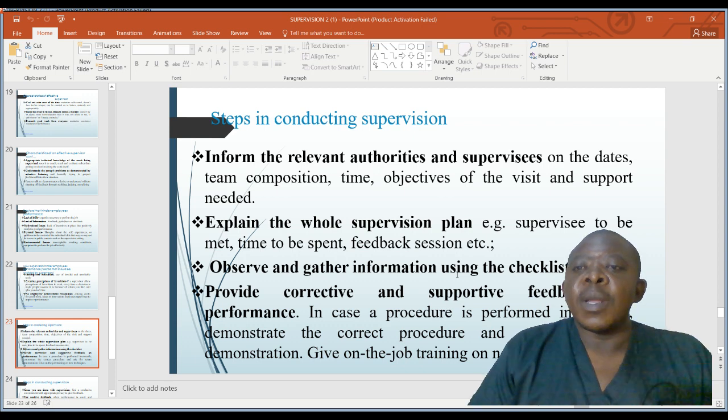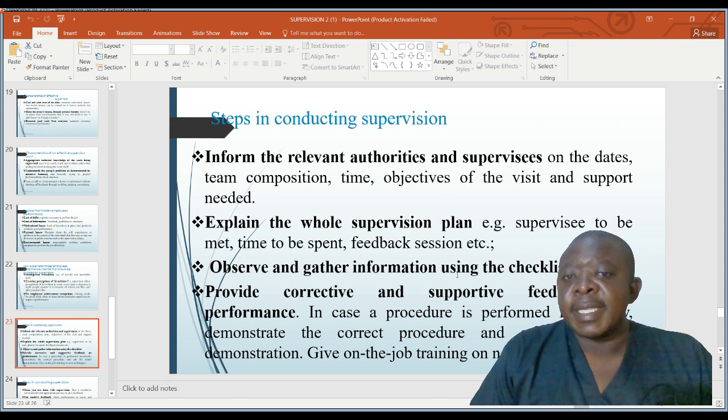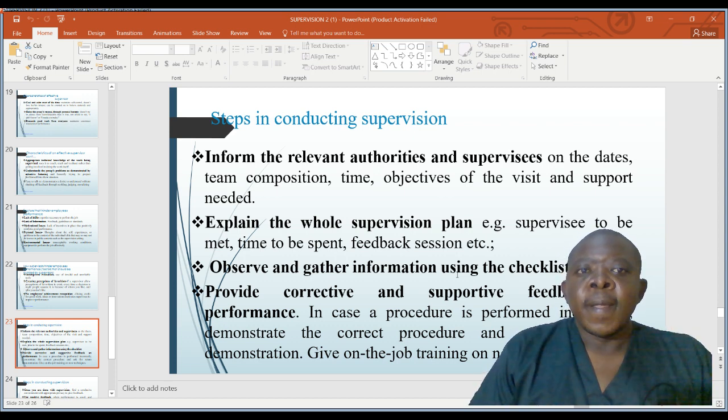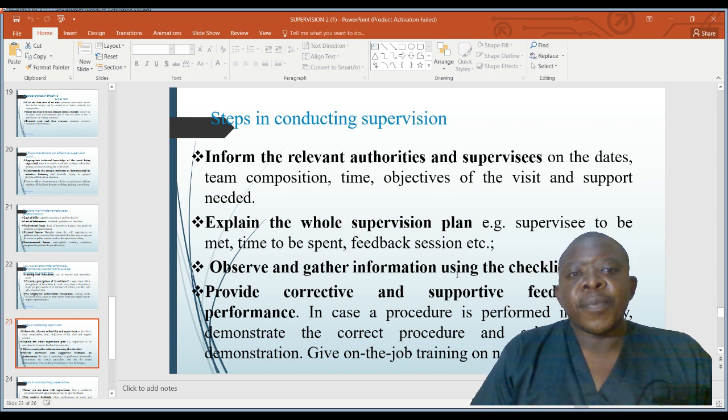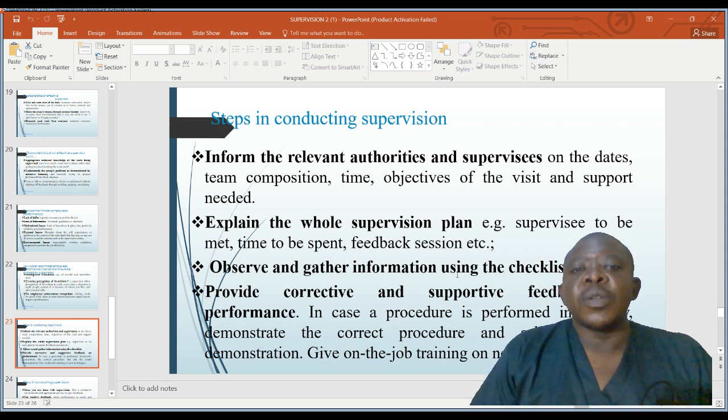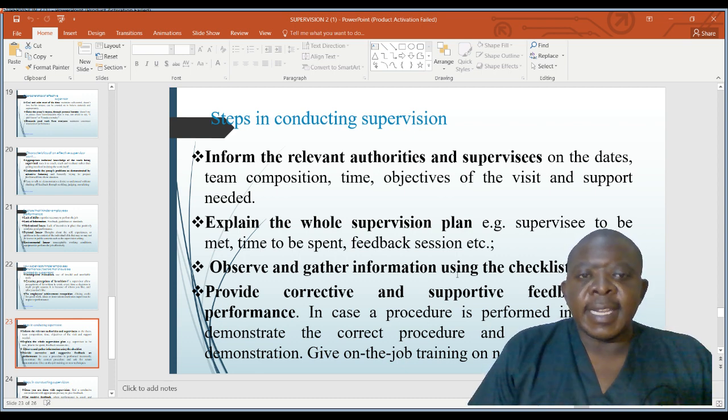Here we are looking at supervisees to be met, time to be spent, and the feedback session that might be needed. So the second step has to do with explanation of the supervision plan. Then the third step has to do with observation. You observe and gather information using the checklist.